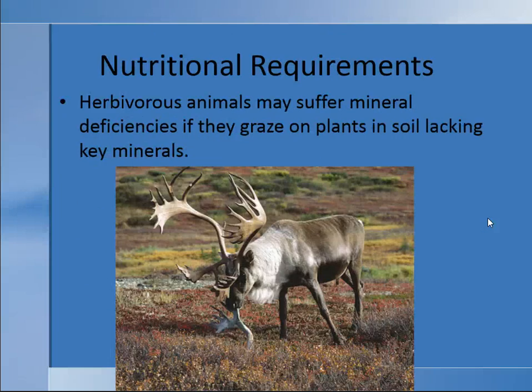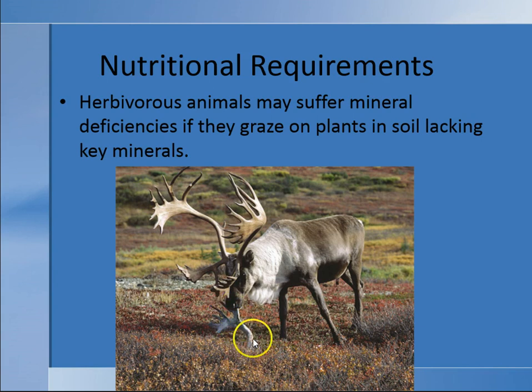Now, herbivorous animals, these grazers, these vegetarian animals, may actually have mineral deficiencies if they are grazing on plants that live in mineral-poor soil. And what you're actually looking at here is this lovely caribou who is eating a horn, right?